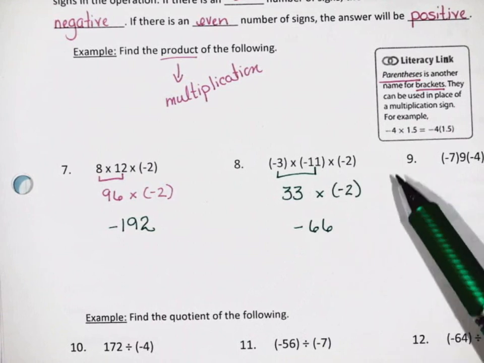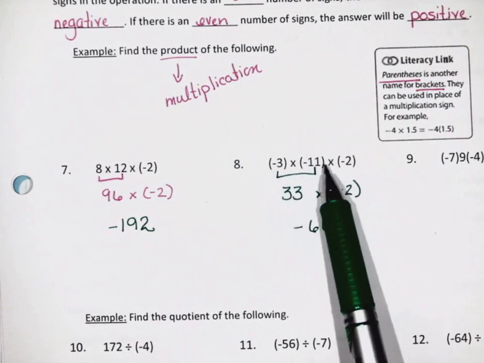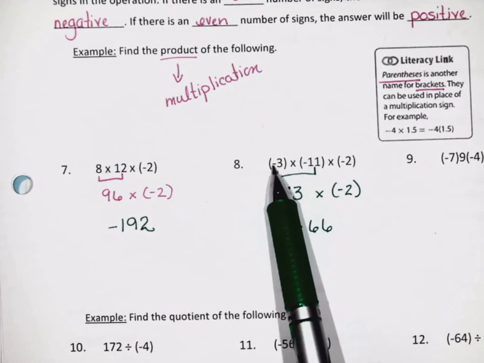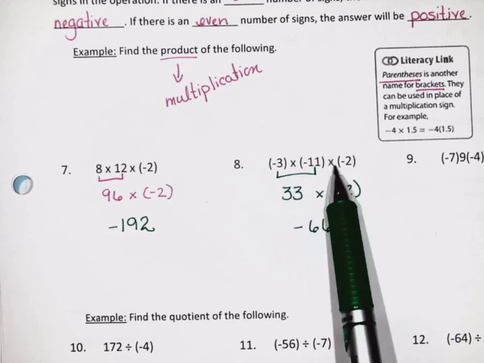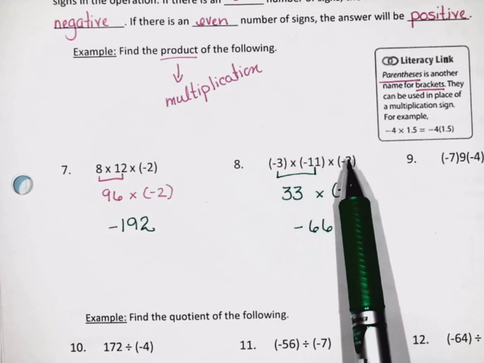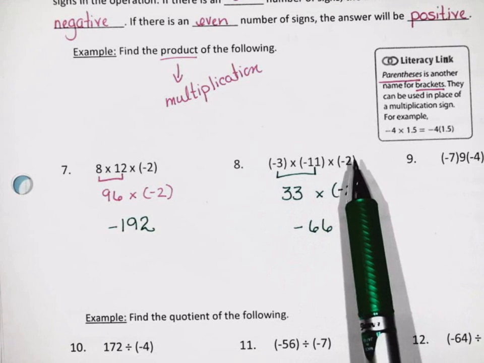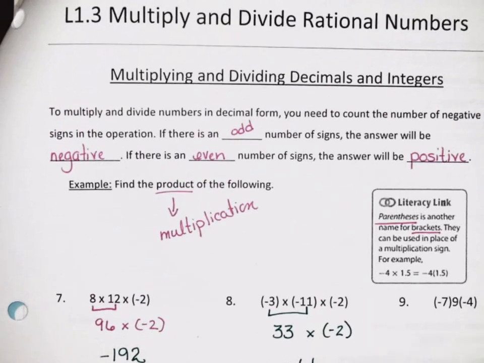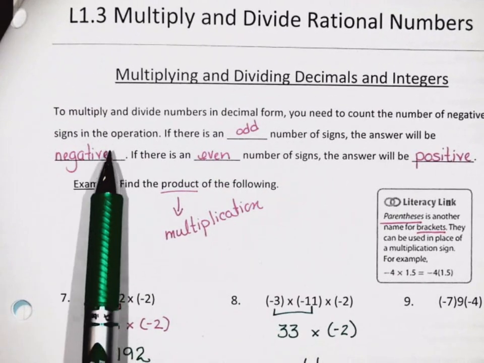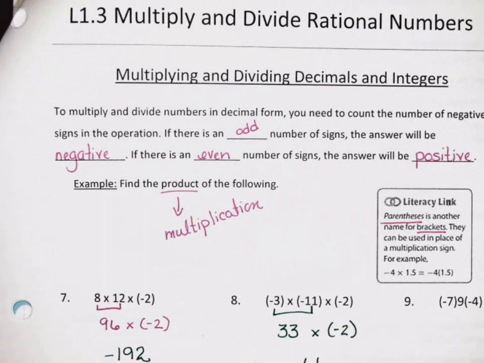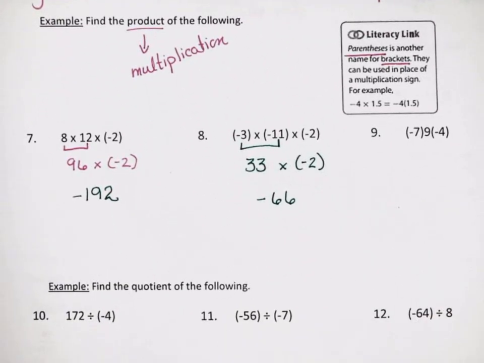So if we go back up to here, just the actual questions, how many negative signs do I have? 1, 2, 3. And is 3 odd or even? Odd. So based on what we did up here, odd number of signs, my answer is going to be negative. So my answer is negative, so I did it right.